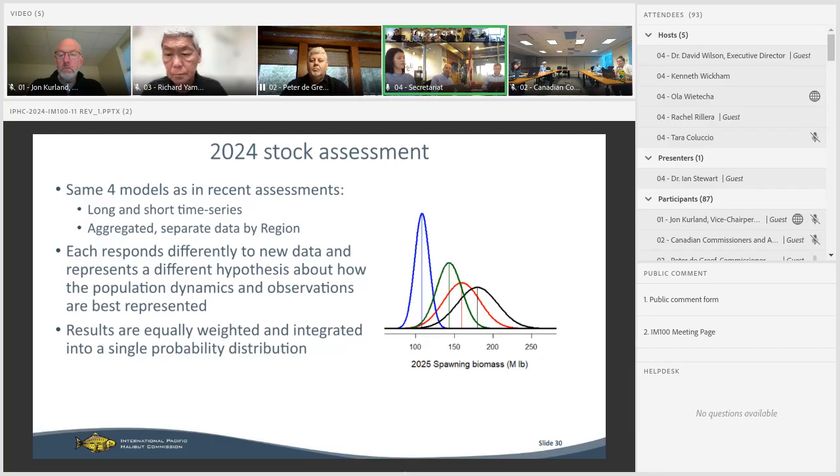And so we don't know which of these might be the best model over the long term to use to evaluate this stock. Each one, in fact, represents a different hypothesis about how the dynamics work and how we can best represent the observations that we have in hand.